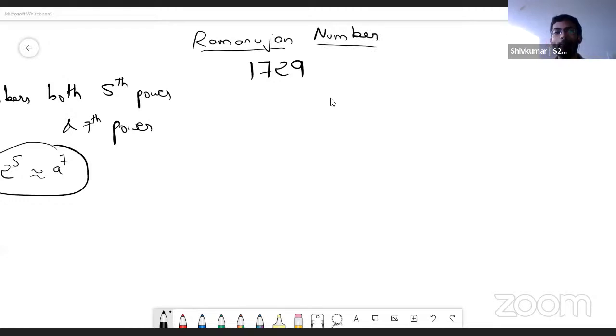Why is this number special, and why is this number called Ramanujan number? There is a cube or square coming in it. 1729. Very close, very close. When he was sick in hospital, some friend visited in that car number.